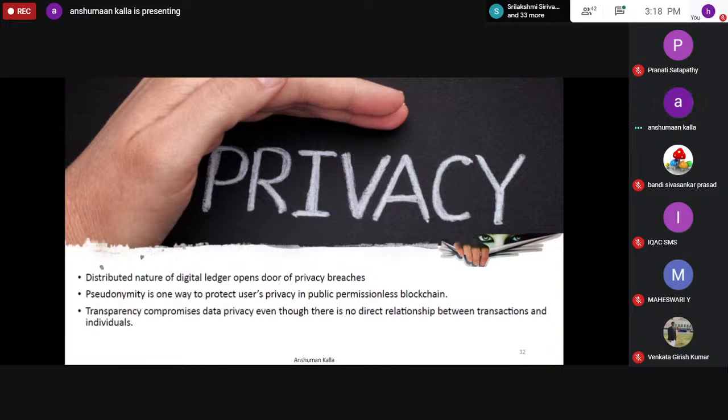So even though there is no link between the transaction and the identity of the user in the physical world, still the features of transparency can be compromised, like data privacy, right? And the solutions are mixing services like CoinJoin or Mixcoin, or using the Onion router. This is called Tor, right? So this is a kind of anonymous communication where everything is encrypted and communication happens in encrypted form. And there are other solutions like attribute-based encryption or privacy enhancing technologies, PET.